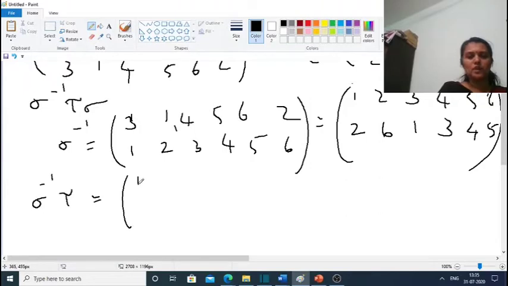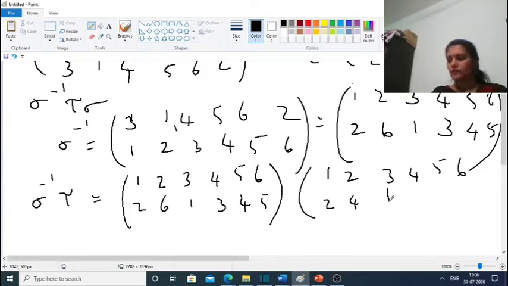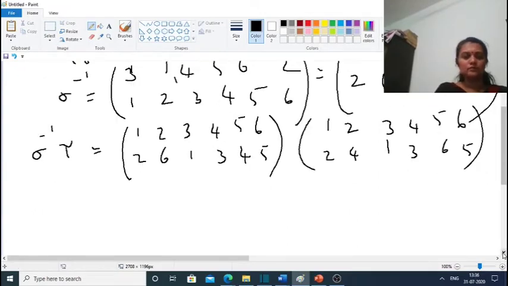So this is (1 2 3 4 5 6 / 2 6 1 3 4 5) into (1 2 3 4 5 6). Tau is (2 4 1 3 6 5), which is equal to 1 2 3 4 5 6.